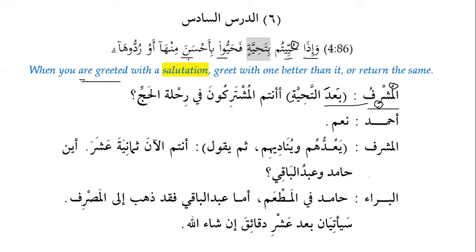This is mamnu min as-sarf. أفعل التفضيل, all of them, they are mamnu min as-sarf. بِأَحْسَنَ مِنْهَا. And when we have min after that, that means you are using it for comparative. بِأَحْسَنَ مِنْهَا أَوْ رُدُّوهَا. رُدُّو. Are you able to figure out what kind of verb form this is?